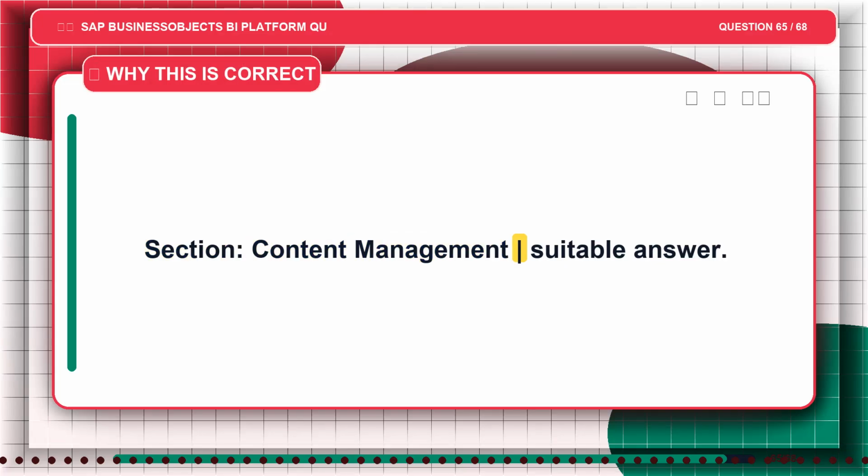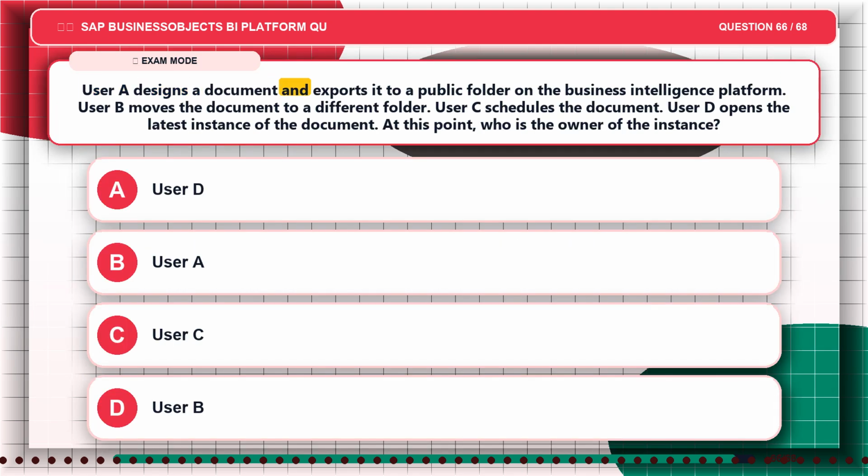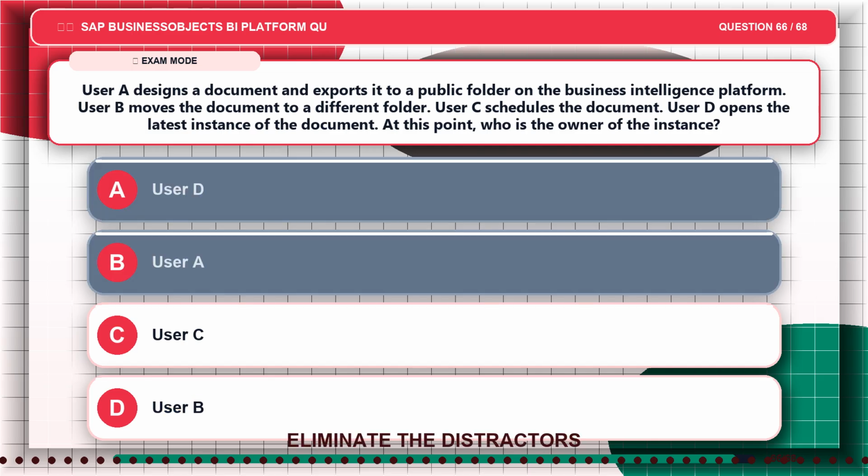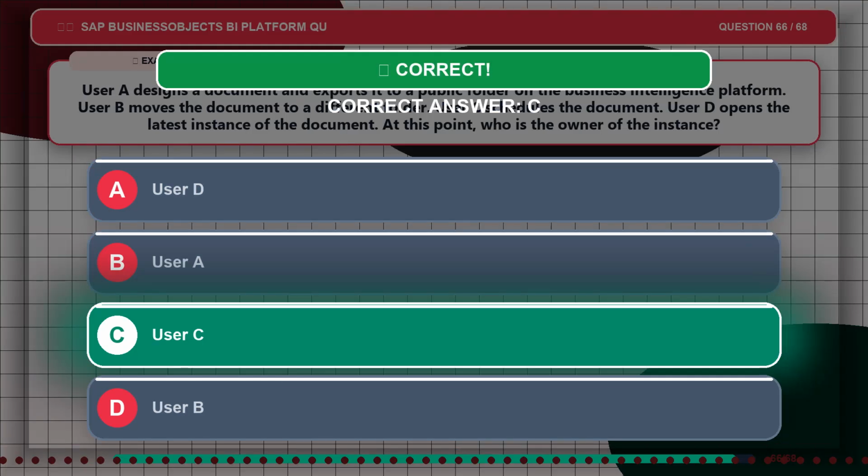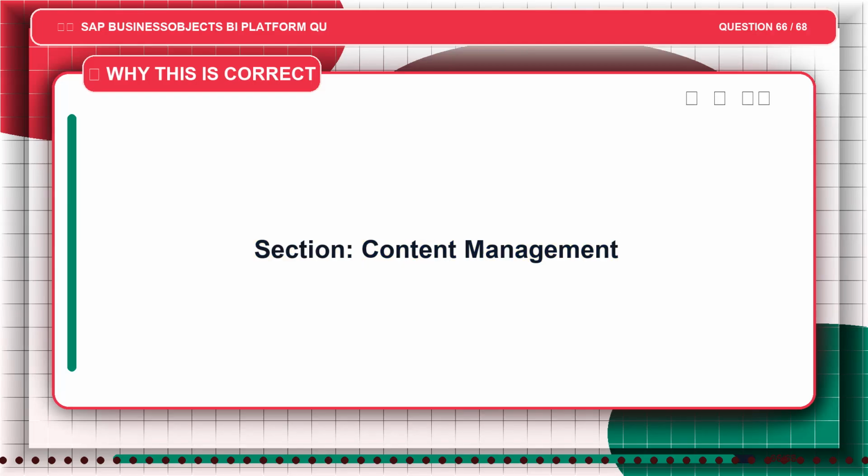Section, Content Management. Question 66. User A designs a document and exports it to a public folder on the Business Intelligence platform. User B moves the document to a different folder. User C schedules the document. User D opens the latest instance of the document. At this point, who is the owner of the instance? Option A, User D. Option B, User A. Option C, User C. Option D, User B. The correct answer is option C. User C. Section, Content Management.